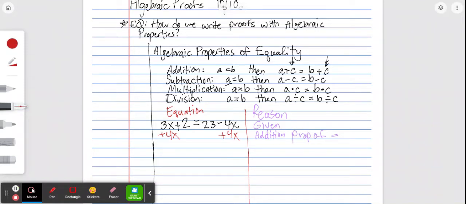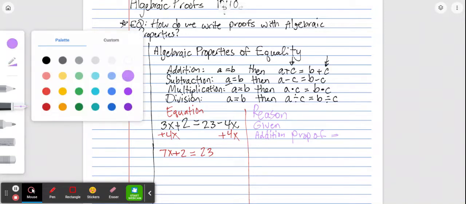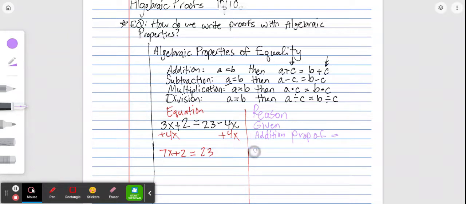All right, now I'm going to combine those like terms. I get 7x plus 2 equals 23 because that negative 4x and that positive 4x cancel out. And the reason for this step is I simplified. Now, if you write combine like terms instead of simplify, that's fine because that's what you did, right? That's the reason that you did that.